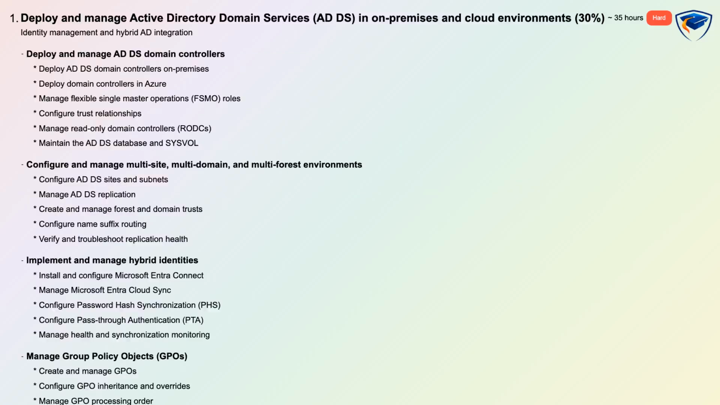The first domain, deploy and manage Active Directory domain services in on-premises and cloud environments, makes up 30% of the exam. This domain focuses on identity management and hybrid AD integration. You'll learn how to deploy and manage ADDS domain controllers on-premises and in Azure. You'll also learn how to manage flexible single master operations, or FSMO, roles, and configure trust relationships. Additionally, you'll learn how to manage read-only domain controllers and maintain the ADDS database and sysvol.